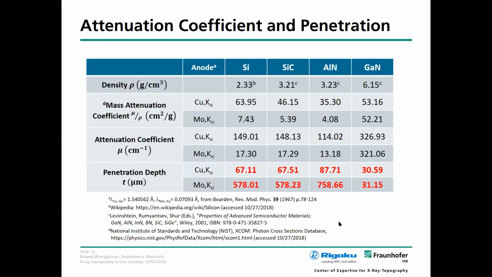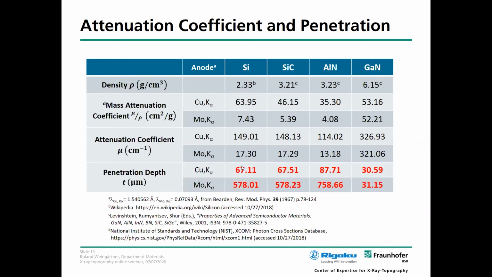This you can also see now on this sheet. Please look at the last row. There we have penetration depths, which of course depend on the attenuation coefficient. For silicon carbide and aluminum nitride, we have almost the same order. The penetration depth for copper is about 70 micrometers, and for molybdenum, it's about 500 micrometers. So it's clear that for molybdenum, it's easy to penetrate a complete wafer, which is about 350 micrometers.